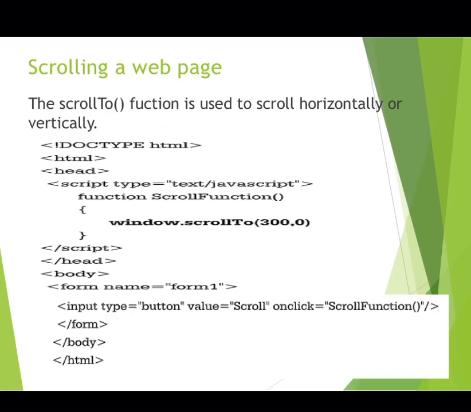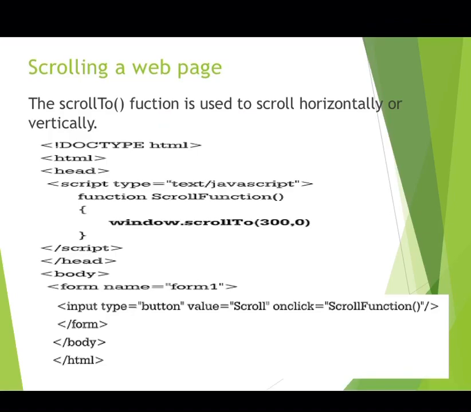Okay, so close the script tag, close the head tag, open the body tag. So form design, the form name is equal to form1. In that we are taking a button. So input type is equal to button, value is equal to Scroll. On click we are calling the scrollFunction. So on click of the button, your window will be scrolled.